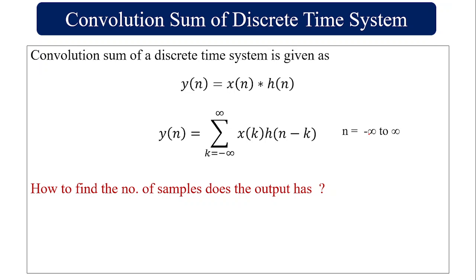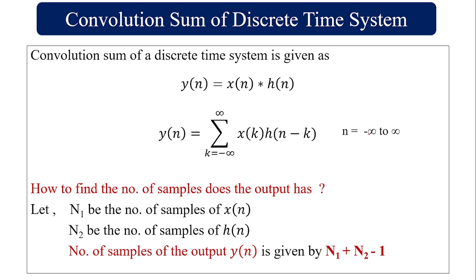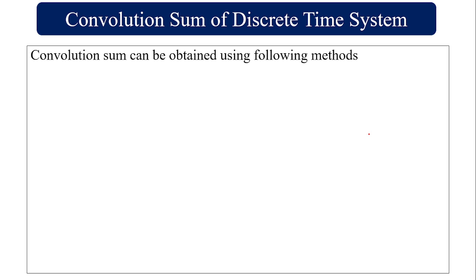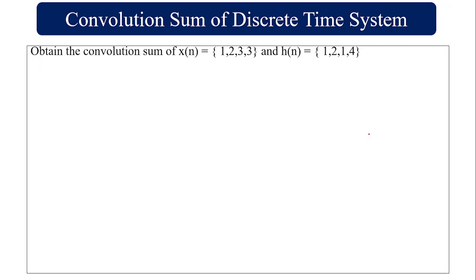So how do we find the number of samples the output has? Let n1 be the number of samples of x of n and n2 be the number of samples of h of n. Then the number of samples of the output y of n is given by n1 plus n2 minus 1. The different methods used to obtain the convolution sum are the matrix method, tabular method, graphical method and direct method. In the direct method we will be using the formula to get the answers. We will solve the problem in all these methods.